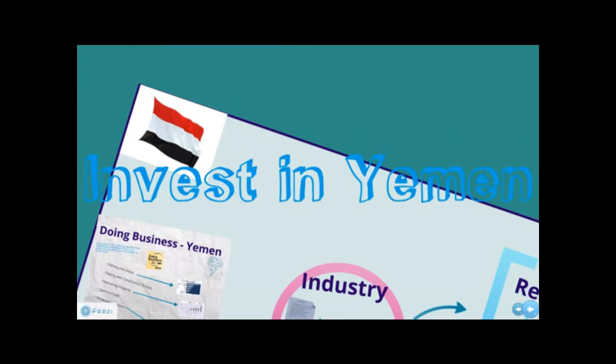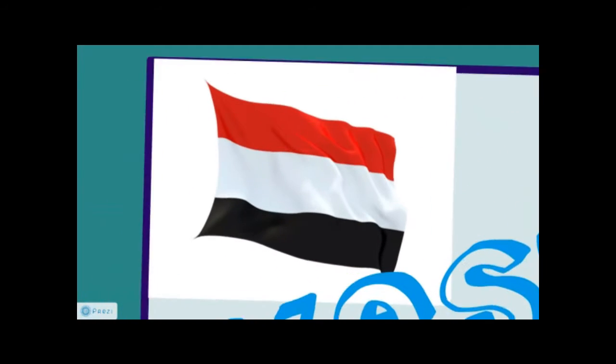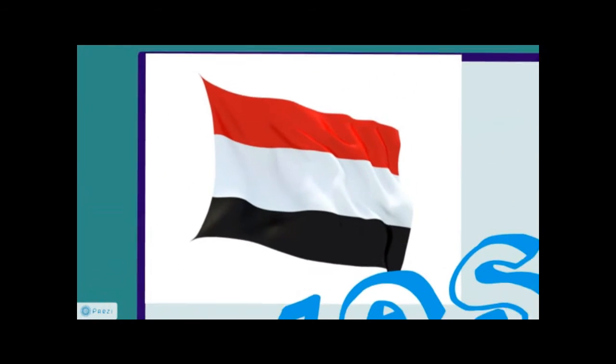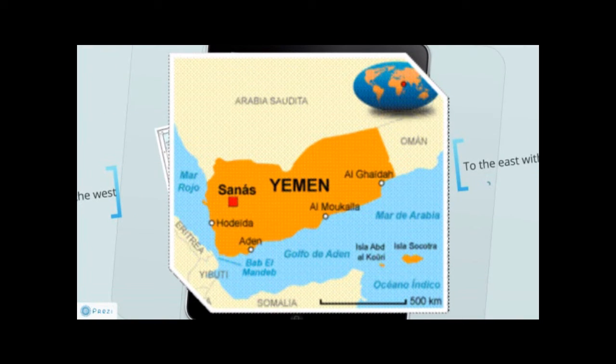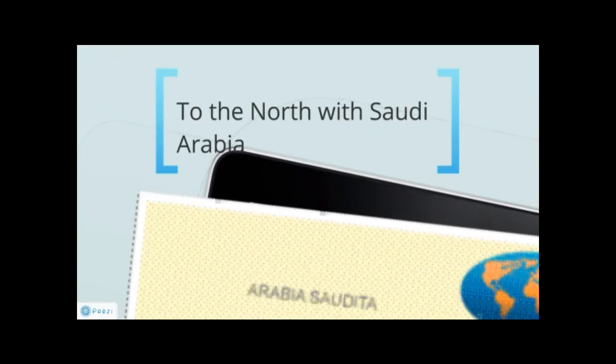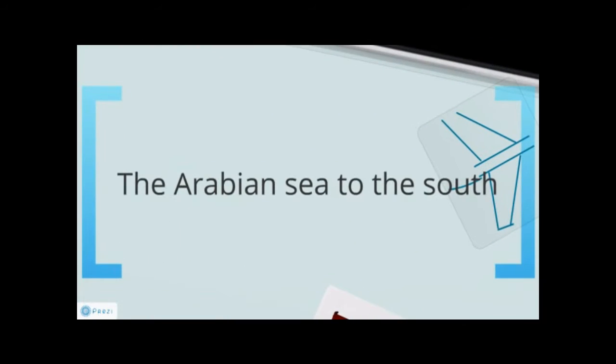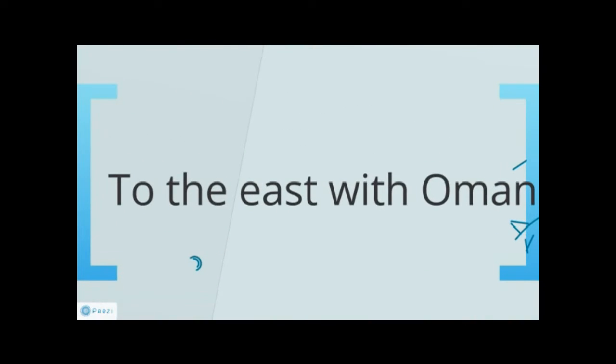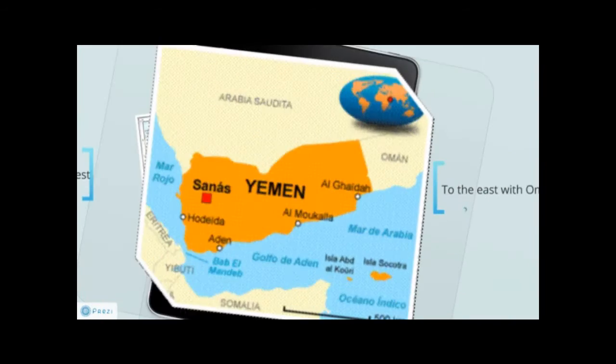Today we're going to talk about Yemen and we will analyze if it's possible to invest in this country. Probably some of you have never heard about Yemen. Well, this country is located on the Arabian Peninsula in Asia. It limits with Saudi Arabia to the north, to the south with the Aden Gulf, to the east with Oman, and to the west with the Red Sea.